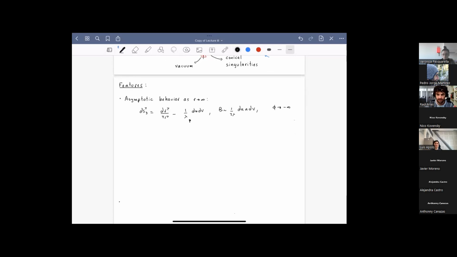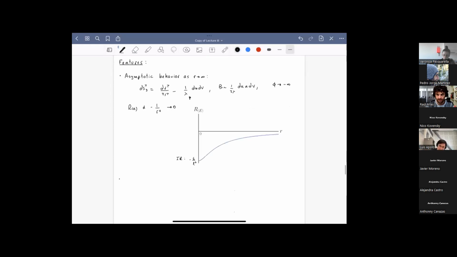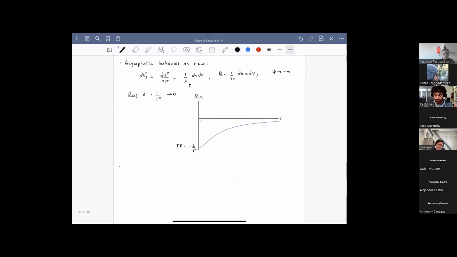And in fact, one can compute the Ricci scalar in the Einstein frame, and one finds that after the deformation, it becomes proportional to -1 over r squared, which goes to 0 as you go to infinity. So the Ricci scalar is plotted here. Deep in the IR, where r goes to 0, you find the value of the Ricci scalar for just pure AdS, which is constant and negative. But as you move in the radial direction, and in particular as you go to infinity, you see that the curvature becomes 0 and the spacetime becomes flat.